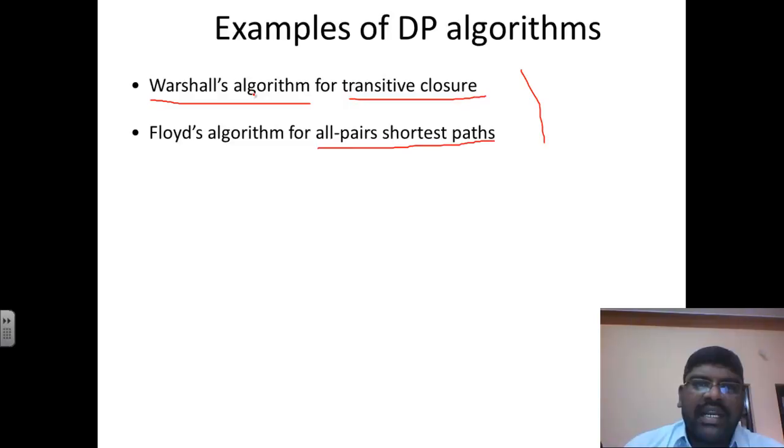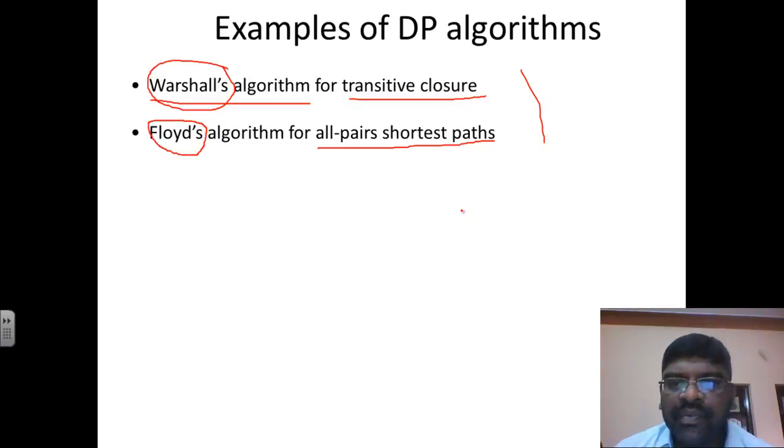In fact, there are corresponding solutions. To find the transitive closure, the algorithm is called Warshall's algorithm. Warshall is the name of the author who invented this algorithm, so the name itself is Warshall's algorithm for transitive closure. Similarly, Floyd's algorithm for all pairs shortest path. Here also Floyd is the author's name.